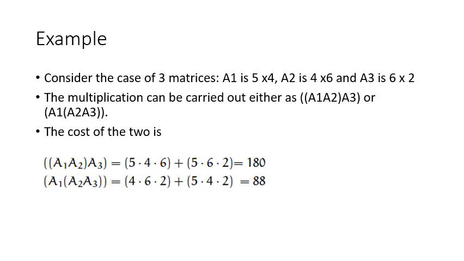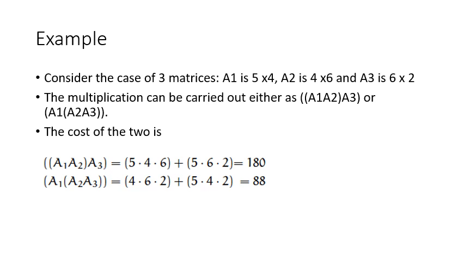Consider the example of three matrices. Suppose we have matrix A1 whose dimensions are 5 by 4, another matrix A2 of dimension 4 by 6, and the third matrix of dimension 6 by 2. We have to multiply these three matrices. One point that you all know is that matrix multiplication is associative but it is not commutative. So we have two different ways to multiply these three matrices.